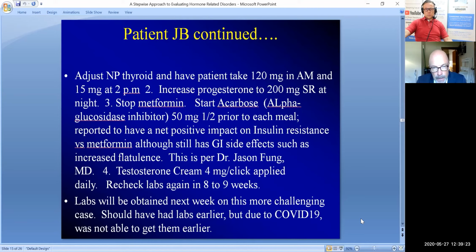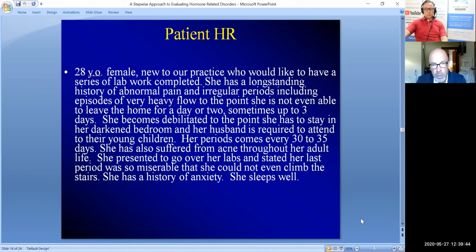Testosterone cream, just to see if we could increase that libido, because I don't know if the labs are there, but her testosterone was definitely low. And then we asked her to come back to check labs, but again, due to COVID-19, she was not able to get them. So hopefully next week we'll be seeing where she's at. But I've been in communication with her, and she's actually feeling better. She just wants to find out where the labs are.